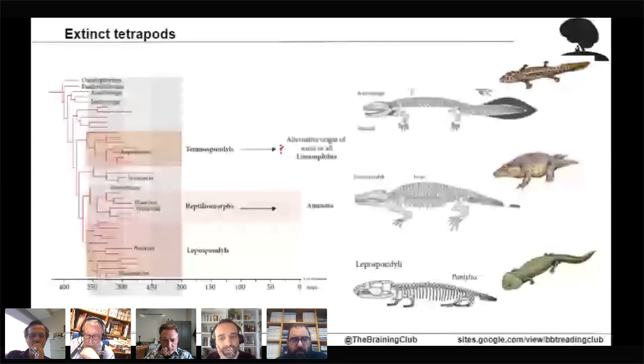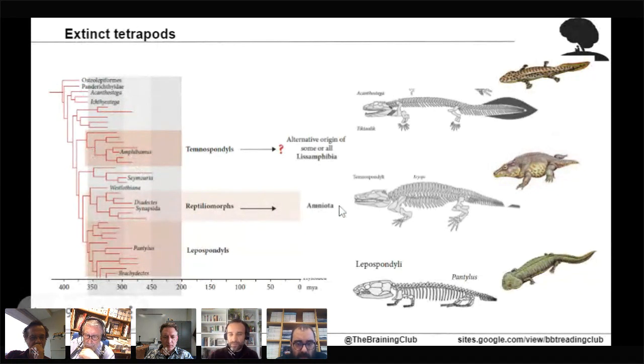By this time, a great diversity of tetrapods already existed, as you can see here in this tree, with reptiliomorphs giving rise to amniotes and temnospondyls or lepospondyls to lissamphibians. There is some debate about the true origin of lissamphibians, as it remains unclear to this day.